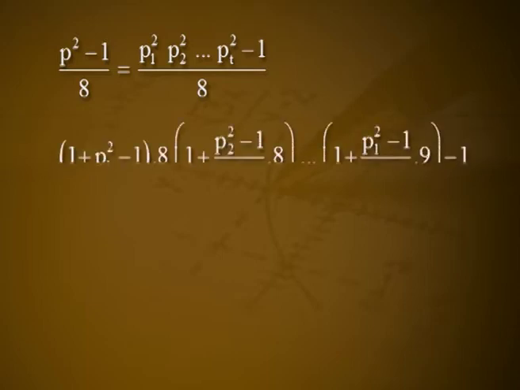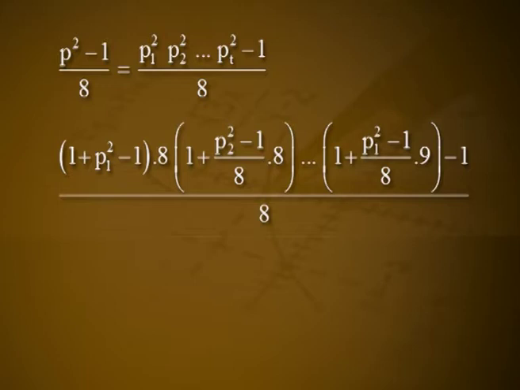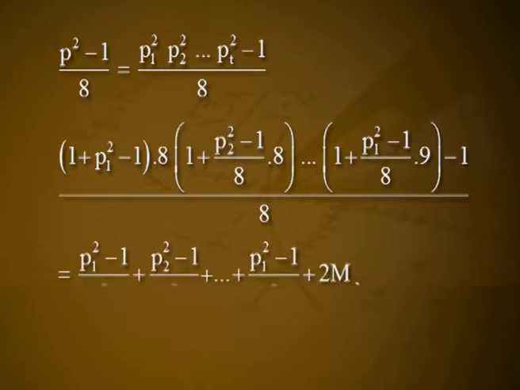Now, (p^2 - 1)/8 = (p1^2 p2^2 ... pt^2 - 1)/8, which is equal to (1 + (p1^2 - 1))(1 + (p2^2 - 1))...(1 + (pt^2 - 1)) - 1, all divided by 8, which is equal to (p1^2 - 1)/8 + (p2^2 - 1)/8 + ... + (pt^2 - 1)/8 + 2m, m being an integer.